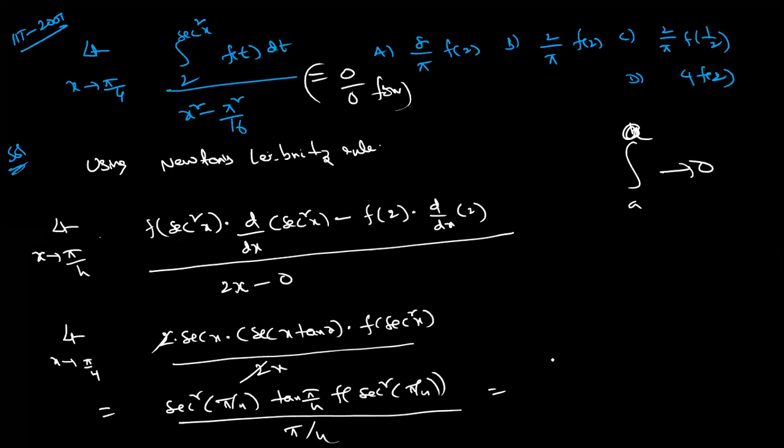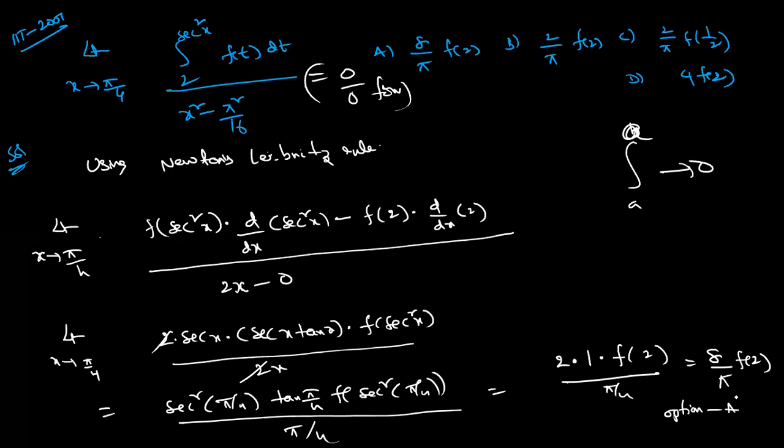Secant square pi by 4 is how much? That is 2 only. Into what? Tan 45 is 1. F of 2 by pi by 4. So the answer is how much coming? 8 by pi, f of 2. Option is A. Slowly, slowly you can get the idea. Practice, only practice is required.